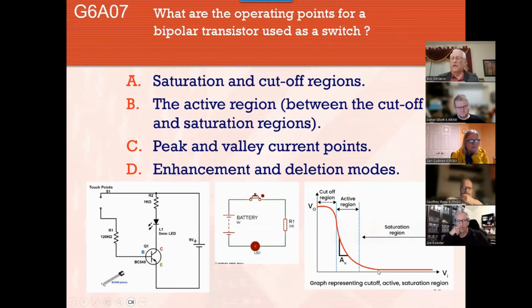We don't want it to amplify. We either want it on or off. And when we bring up the base bias to the right place, it will turn off the transistor, and then it will be in its cutoff region.